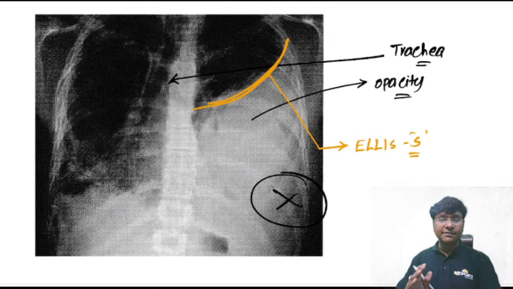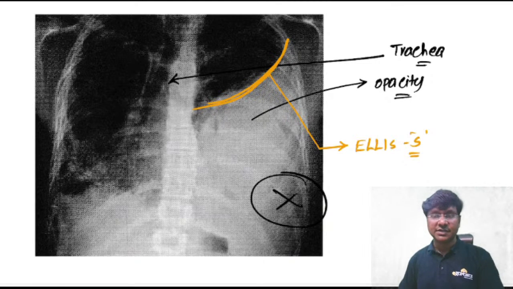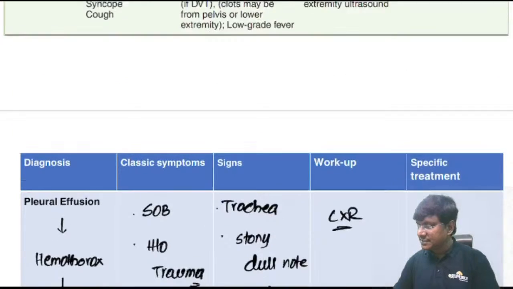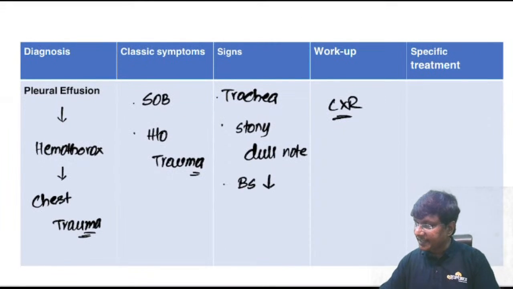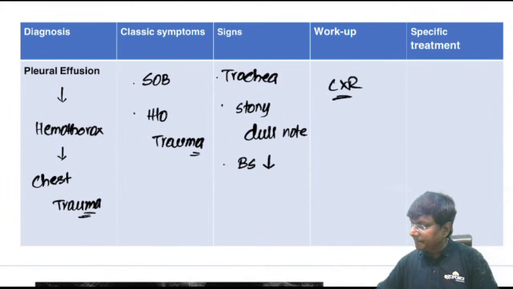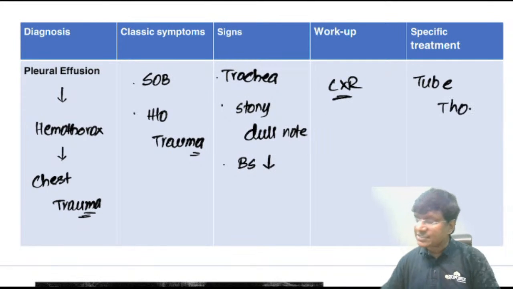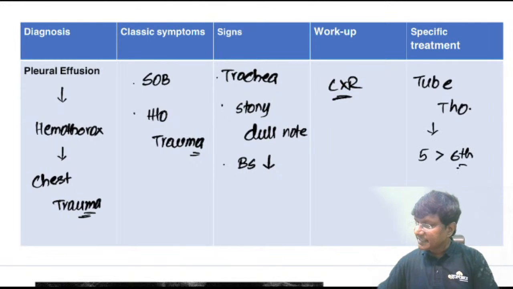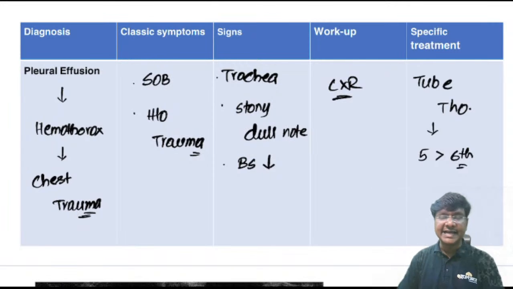Right, this particular curve is an LSS-shaped curve. Okay, then how do you treat these patients with a hemothorax? These patients with hemothorax, you have to treat by a tube thoracostomy. And this tube thoracostomy has to be done in the fifth or sixth intercostal space in the mid-axillary line.